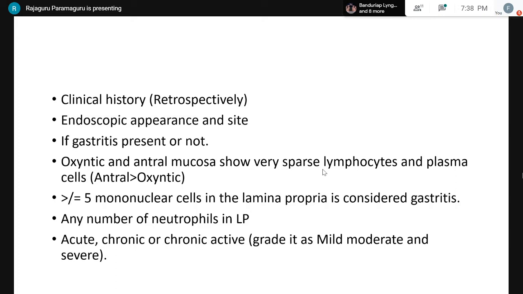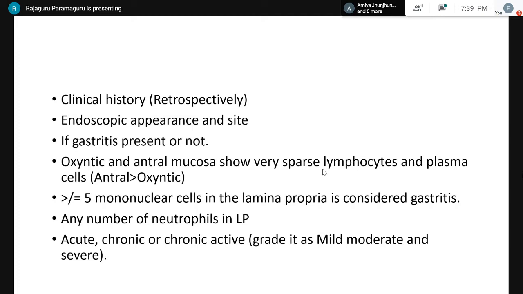And the main thing is that you will have to say whether there is gastritis or not, whether the mucosa you're seeing is inflamed or not, which is what the clinical colleagues are interested in. And for saying that, you need to know what is normal in the oxyntic mucosa and the antral mucosa. See, the stomach is one site which is normally paucicellular. You see very sparse inflammation. That might not be the same with the small bowel and the colon, where if you don't see the inflammatory cells, then it is pathological.